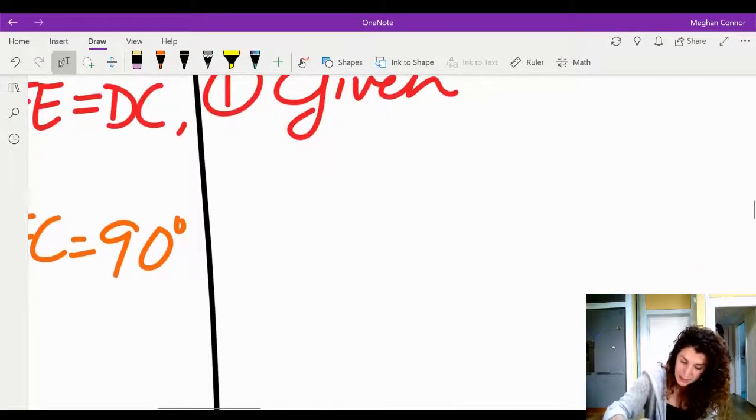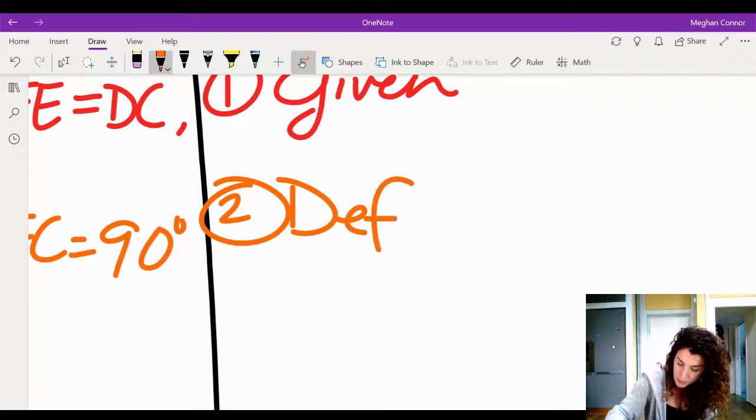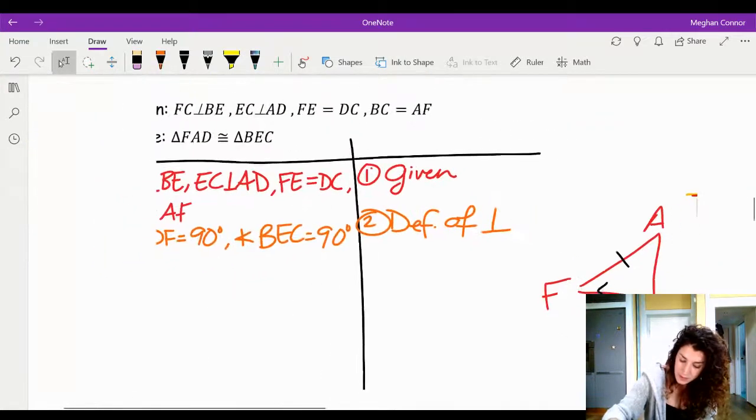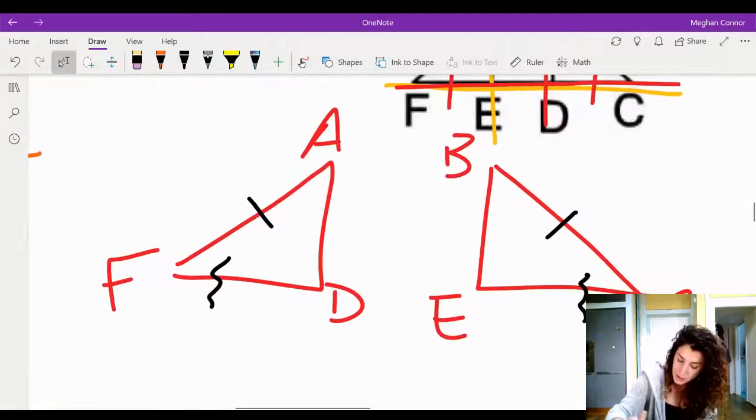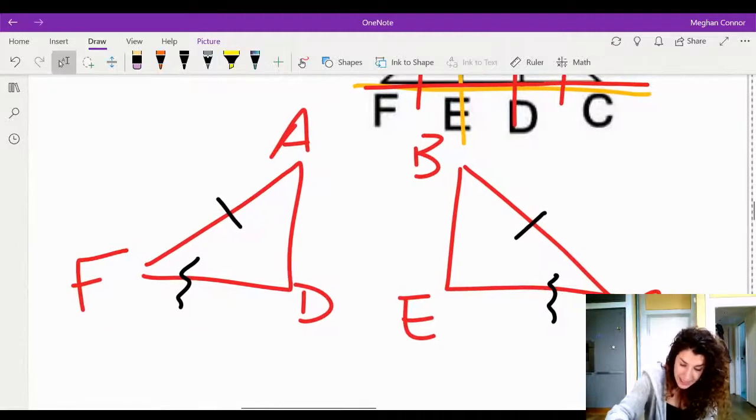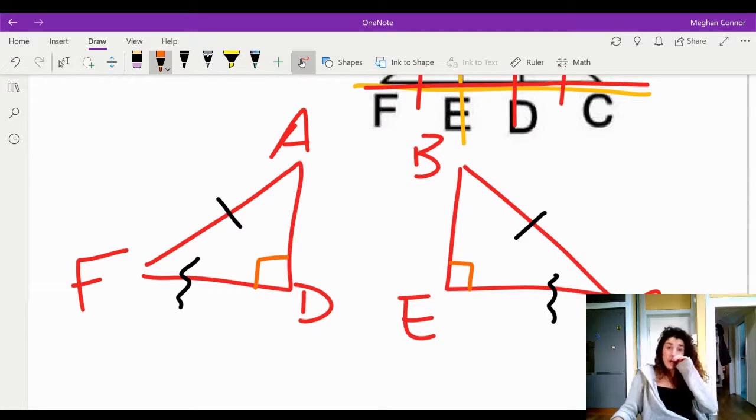And the reason is definition of perpendicular. Okay, so I've given that those are 90 degrees. I have not said yet that they are equal. I've only said that they're both 90 degrees. Do I want to say that they are equal?